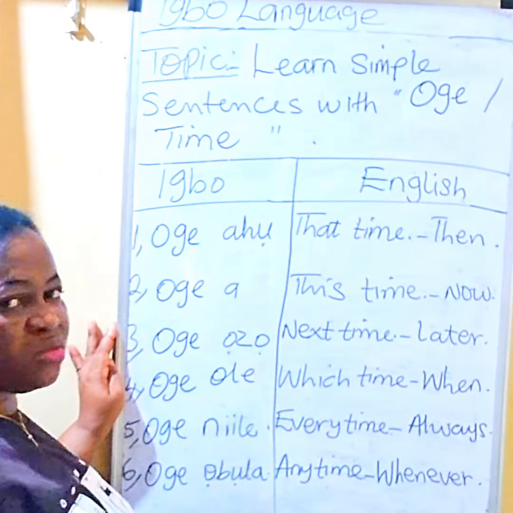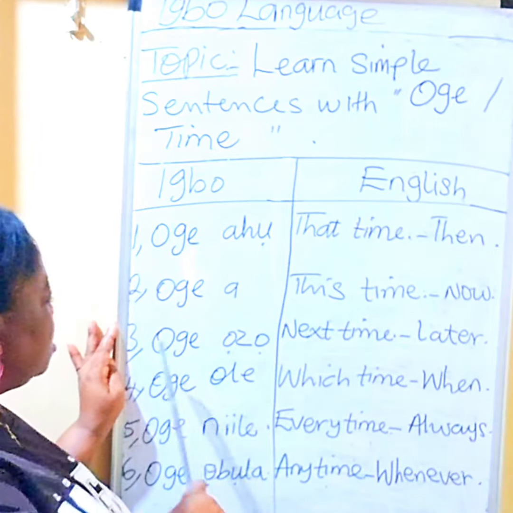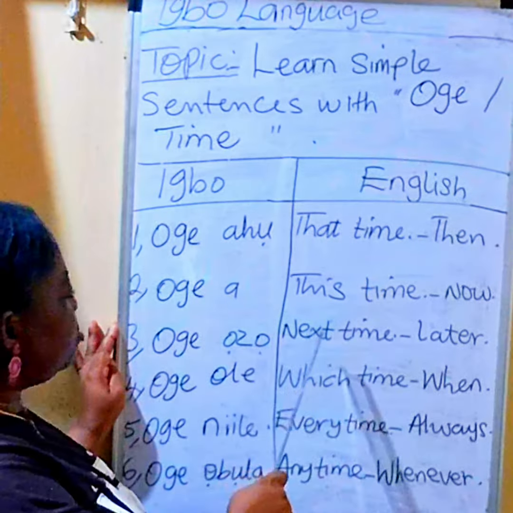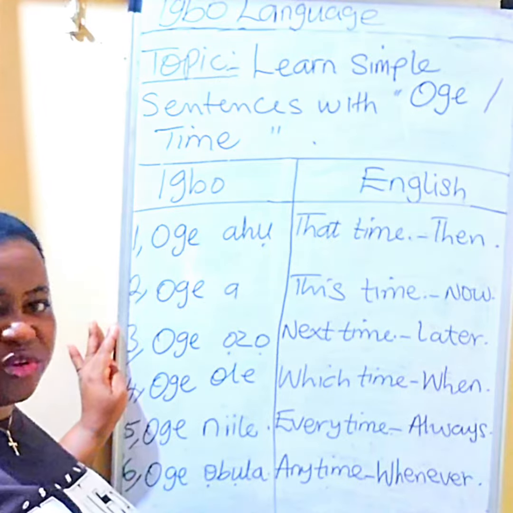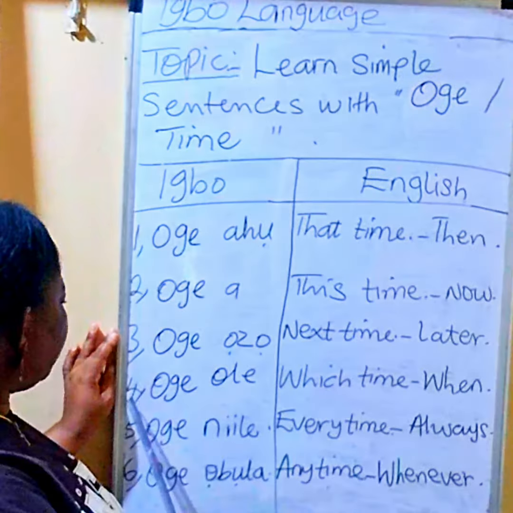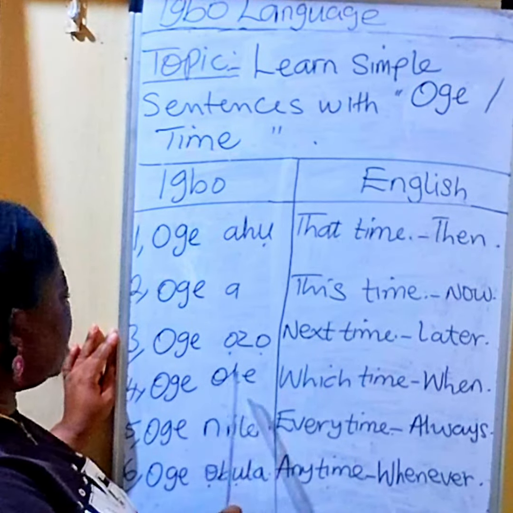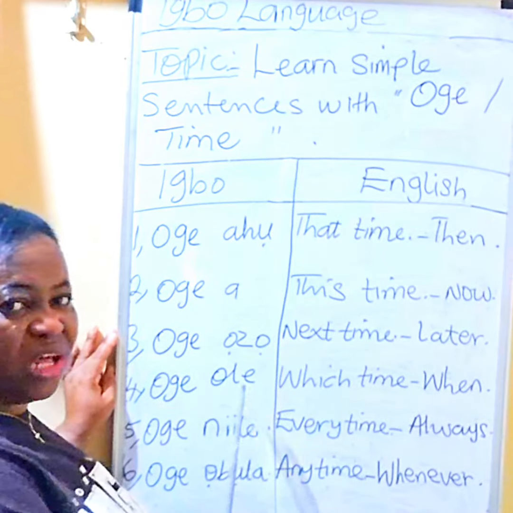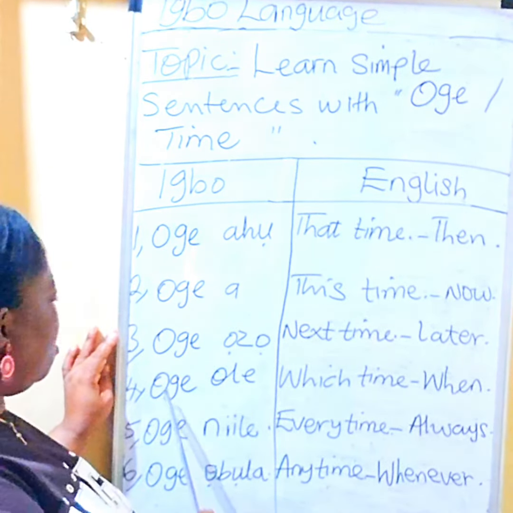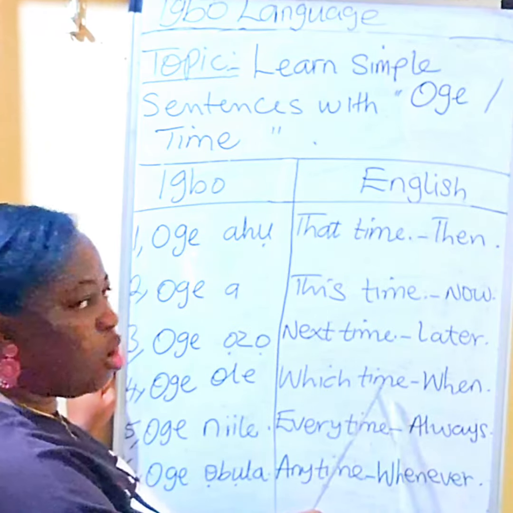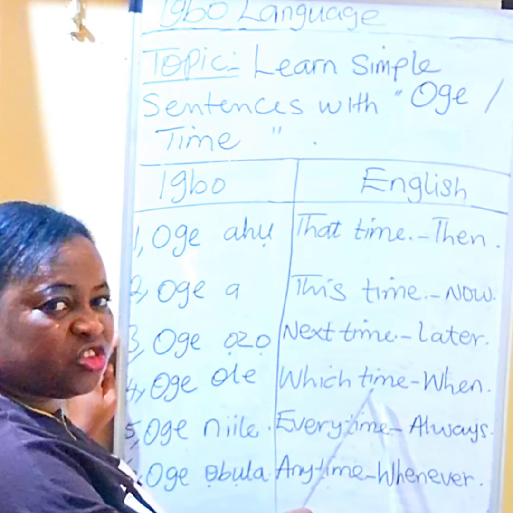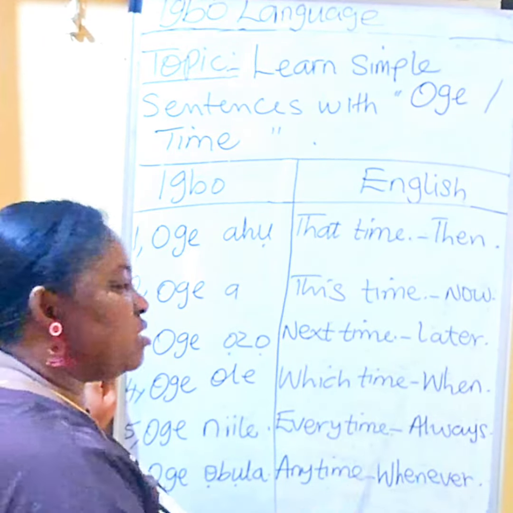Oge ọzọ. Oge ọzọ, meaning next time or later in short form. Number 4 says, oge ole. Class, I'll say that. Oge ole, meaning which time or what time. In short form, it means when.